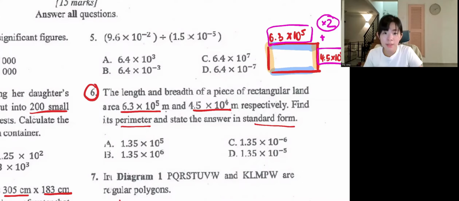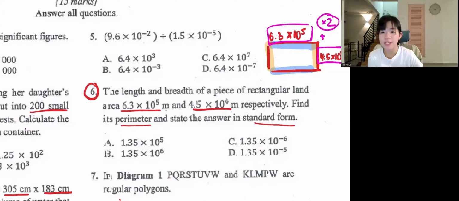You can use the calculator to calculate now, quick. So what is your choice? A, B, C, D. And the answer must be in standard form at the end.